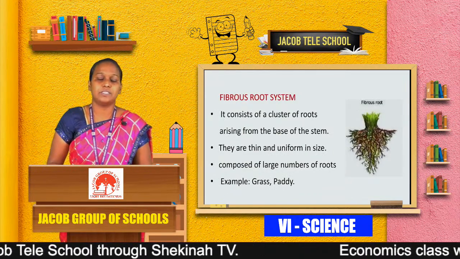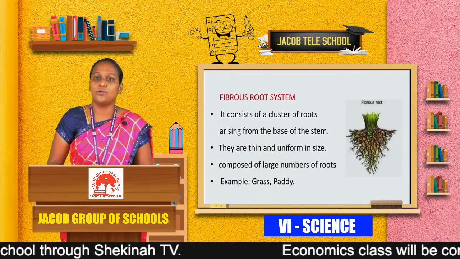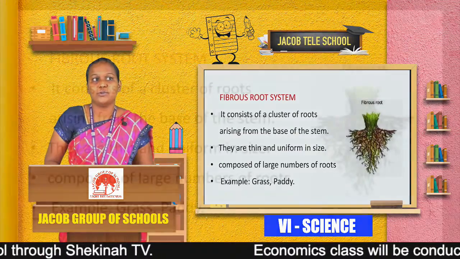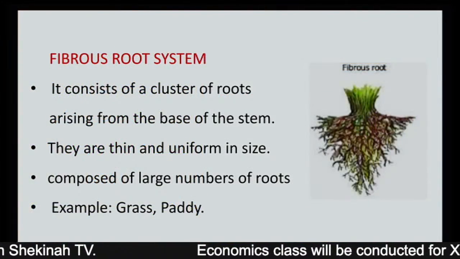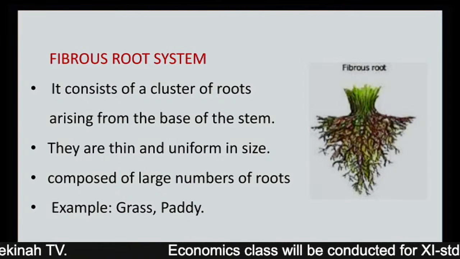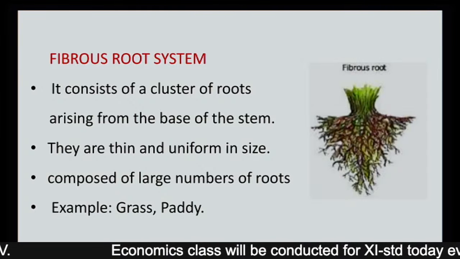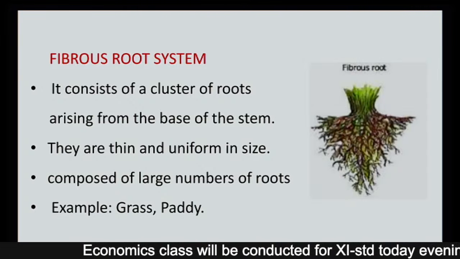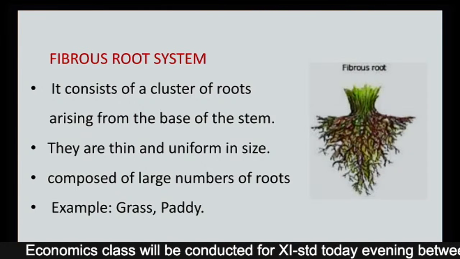Next, we are going to see the second type of root system, that is the fibrous root system. Fibrous root consists of a cluster of roots. What is the meaning of cluster? Cluster means a group, a group of roots arising from the base of the stem.